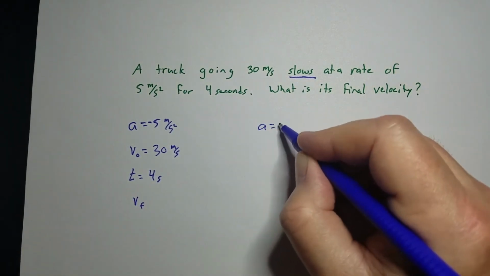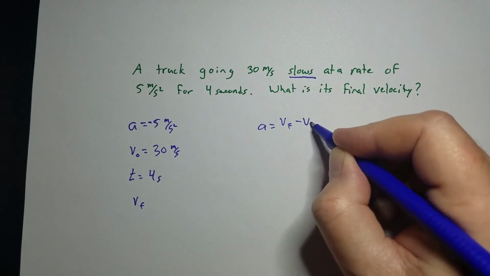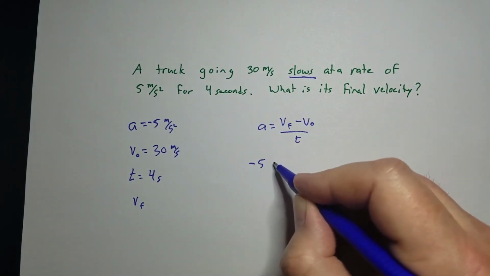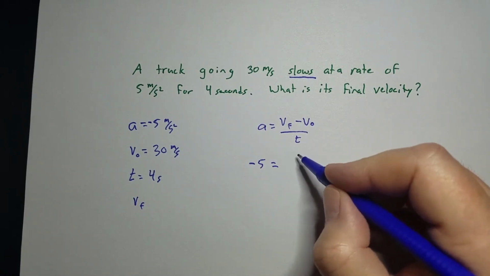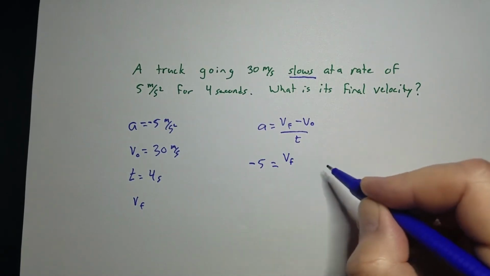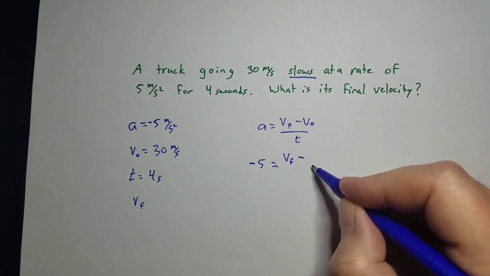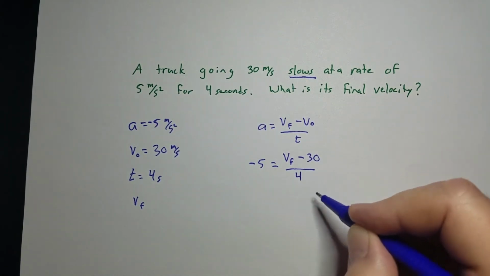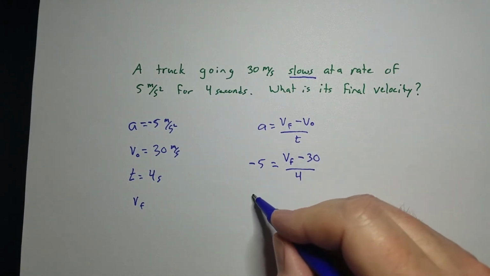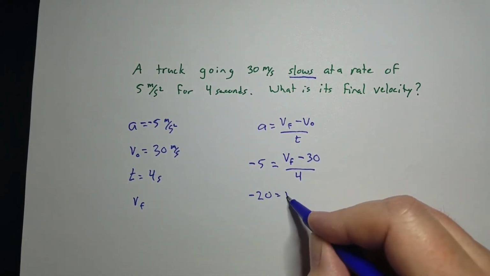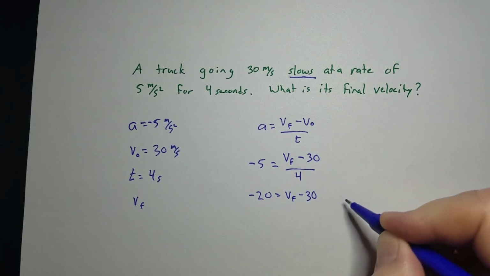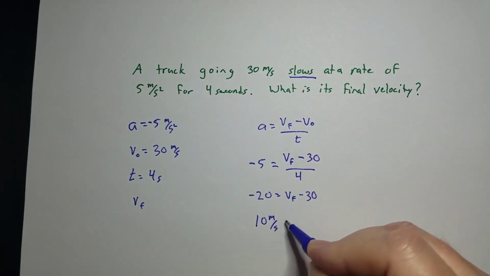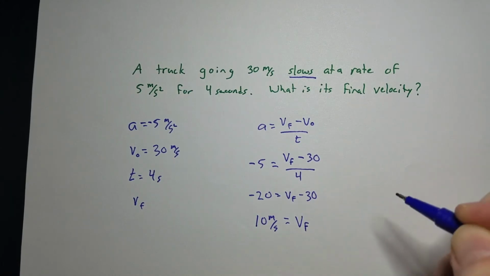So A equals VF minus VO over T. Acceleration's minus 5 because we're losing that speed. VF we don't know. VO is 30. And our time is 4 seconds. So we start working the math. Add 30 to both sides. We get 10 meters per second is our final velocity.